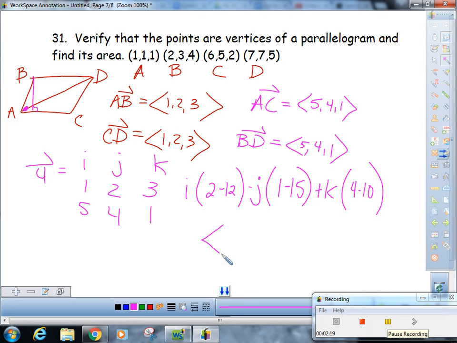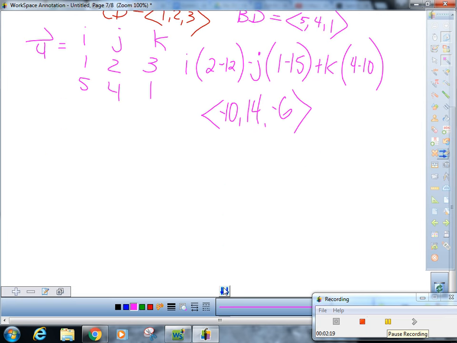So you end up getting -10. Let's see, -14 negated is +14. -6. So this is the vector that's orthogonal to both, but what we really want is the area, and the area is the magnitude of the cross product.